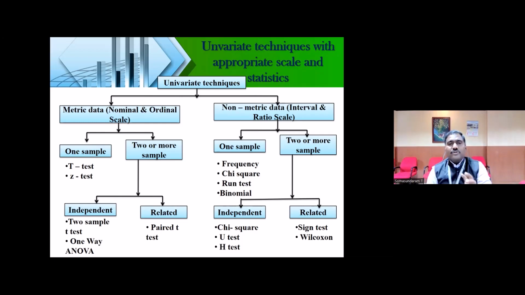If I measured this variable with a nominal scale, can I go for ANOVA, or a correlation, or a U-test or H-test? No, there is no need for those analyses. So you have to select accordingly and then choose the analysis. This is what I wanted to say about univariate analysis.